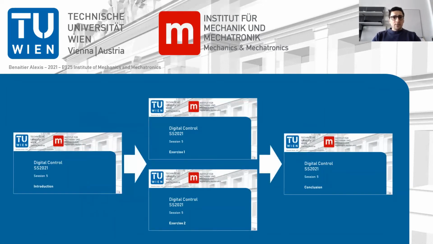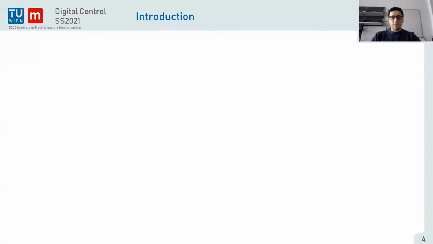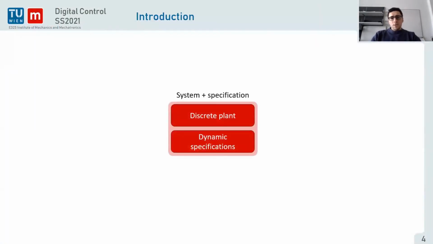The idea today is to work on controller design. Imagine that we have a discrete plant. Usually you're given a discrete plant and you have some dynamic specifications. Then how could you design a controller in discrete time?